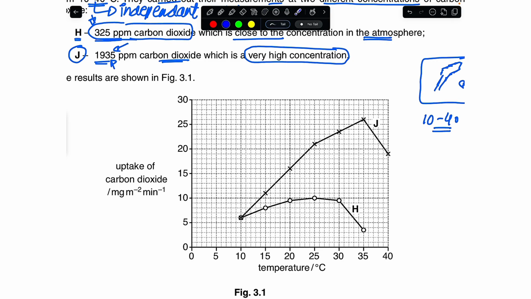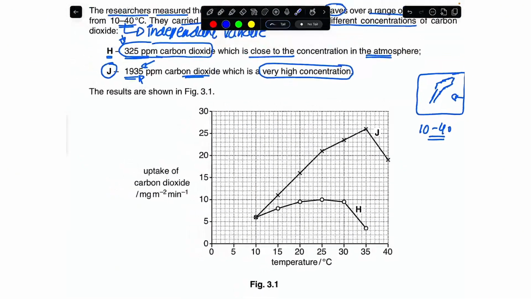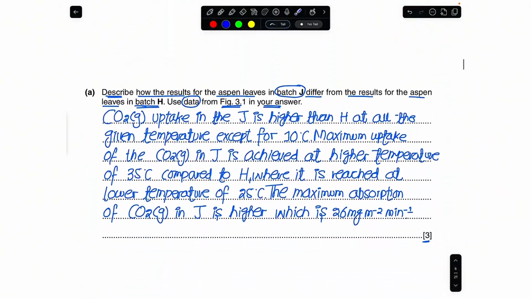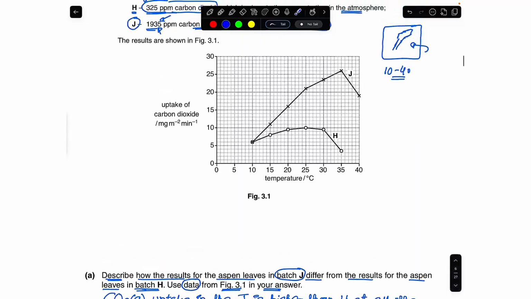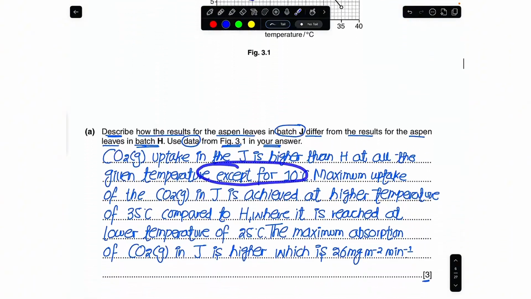Then the other point is the maximum carbon dioxide uptaken by J, how much is this? This is 26 milligram per meter square per minute. So this is how the description points would be. If I simply read them up for you, as I have described above, the carbon dioxide uptake in J is higher than H at all the given temperatures except for 10 degrees centigrade, because at 10 their uptake was the same.